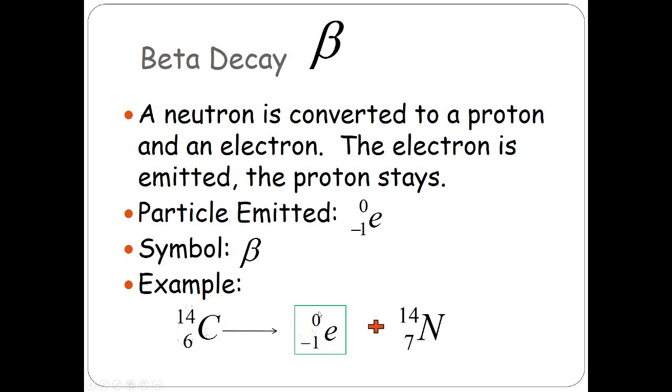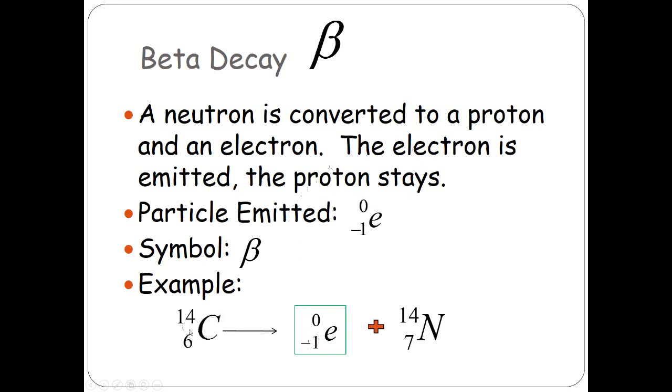That beta particle has 0 mass number. So I can take 14 and subtract 0. Well, I still get 14, right? There's still 14 particles in the nucleus. It's simply that one of these 8 neutrons is changing into a proton, but it still is the same mass number. However, notice that your atomic number here is -1, right? So remember what we said is a neutron is changing into a proton.